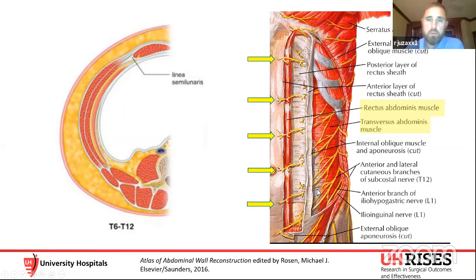When we perform a posterior component separation, we'll incise the medial border of the transversus muscle and try and lift these nerves up, send them up with our anterior abdominal wall as we run in the pre-transversus abdominis, pre-transversalis plane, thereby preserving them.